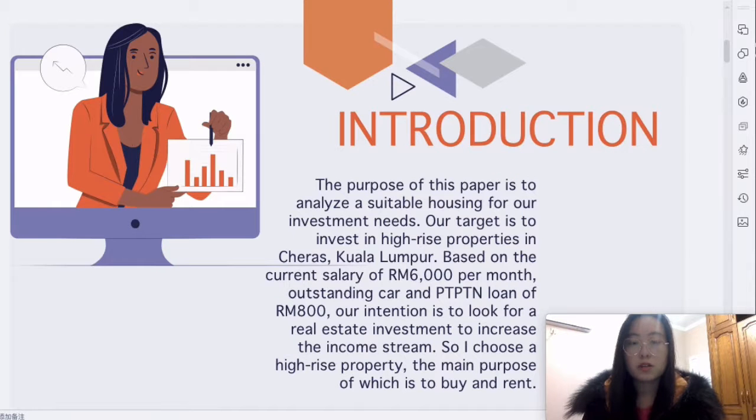The next part is introduction. The purpose of this paper is to analyze a suitable housing for our investment needs. Our target is to invest in high-rise properties in Kuala Lumpur. Based on the current situation, our intention is to look for a real estate investment to increase the income stream, so I chose a high-rise property, the main purpose of which is to buy and rent.